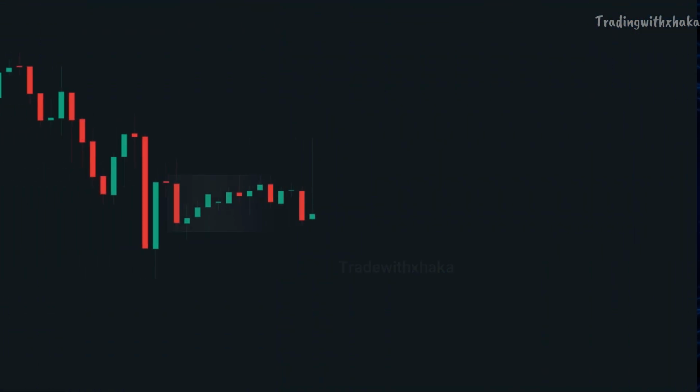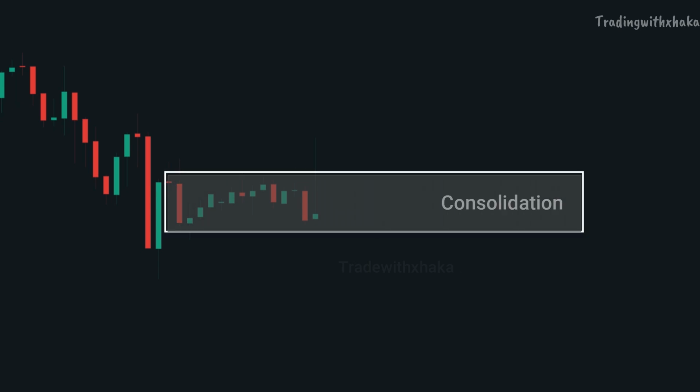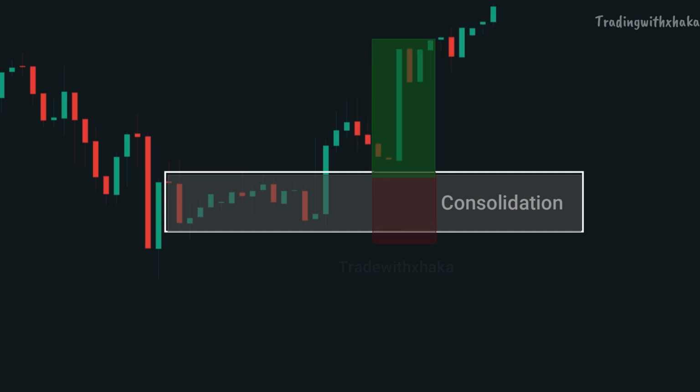For example, here, the price was consolidating in the Asian session before the London session opens. So this consolidation area becomes a perfect demand zone for long opportunities. Our stop will be protected below this zone, and we can set multiple targets.